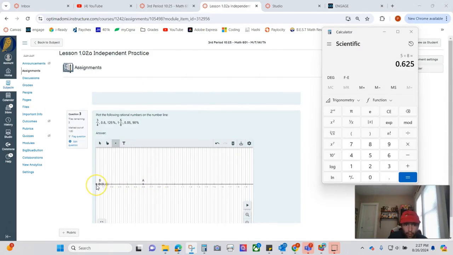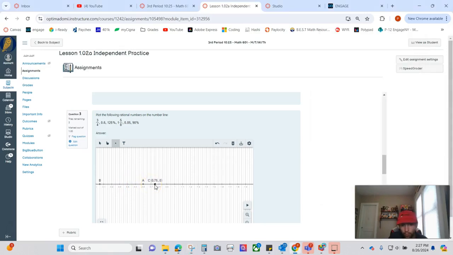So 0 right here, and I want 0.75. Here's 0.5, 0.6, 0.7, 0.75, and 1.625. So I'm going to jump all the way to 1. 1.1, 1.2, 1.3, 1.4, 1.5, 1.6. I want 1.625. I think, oh, I can't see it. I see 1.62 and 1.63.